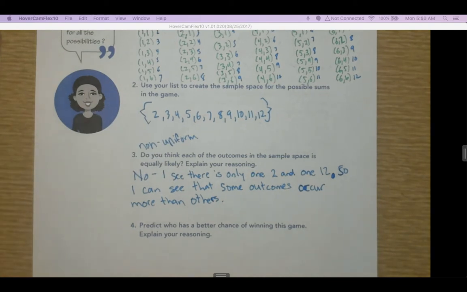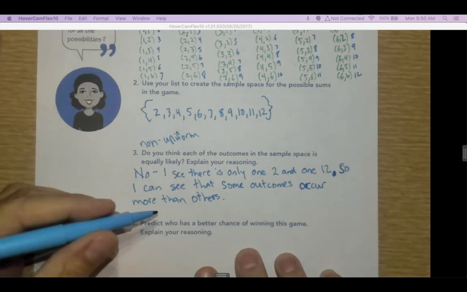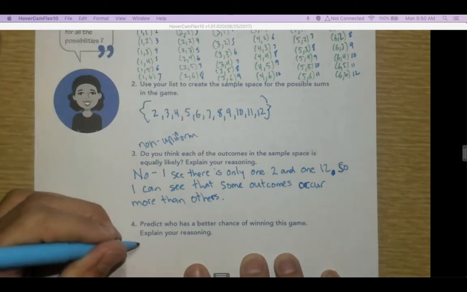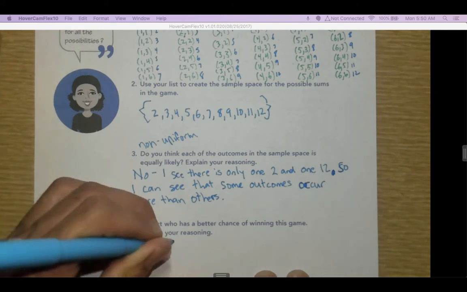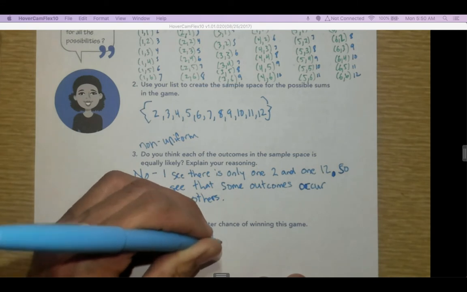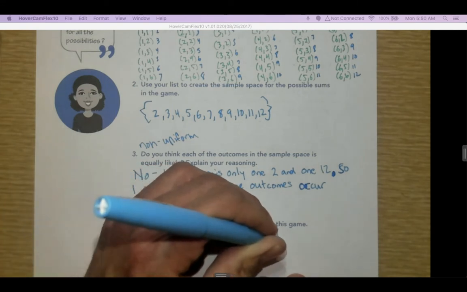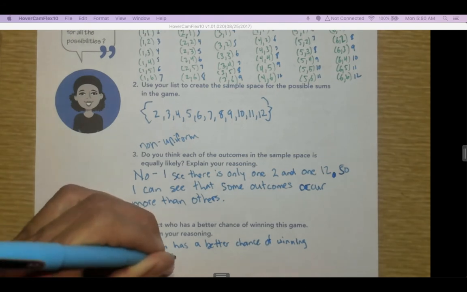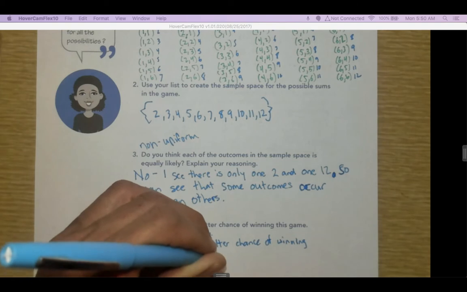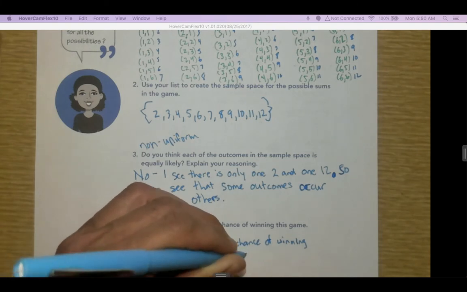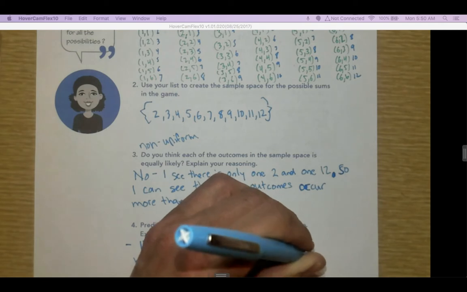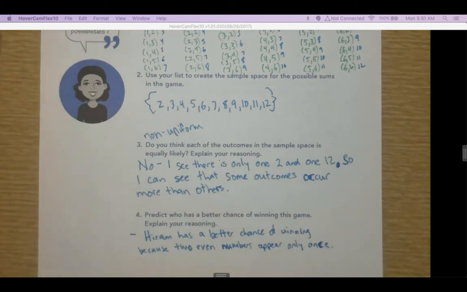Predict who has a better chance of winning this game. Explain your reasoning. Well, initially, my first prediction: sum's even, Joel wins, so I think Hiram has a better chance of winning because even numbers appear only once. Okay, and that's my prediction.